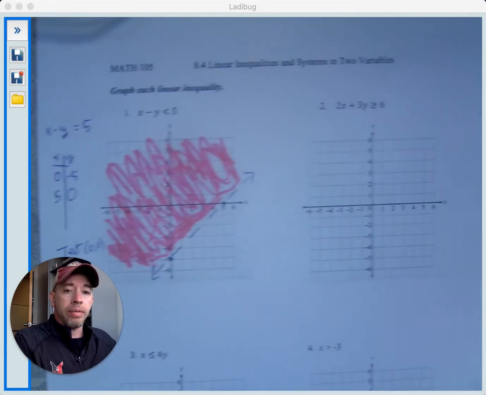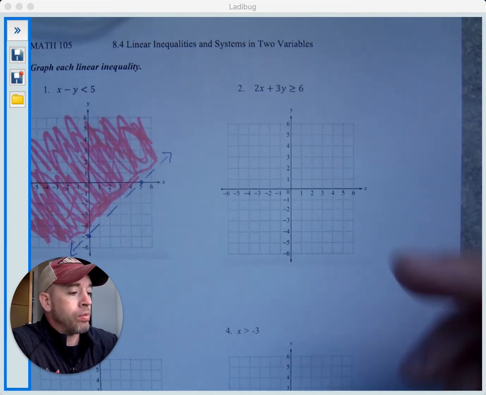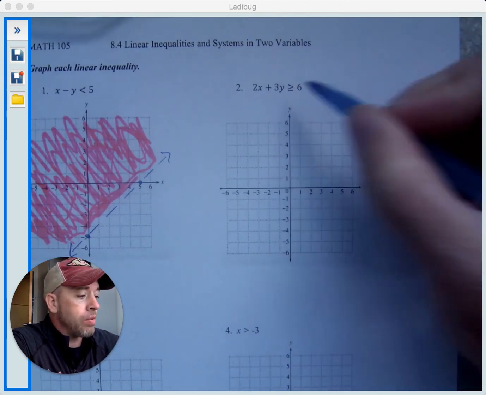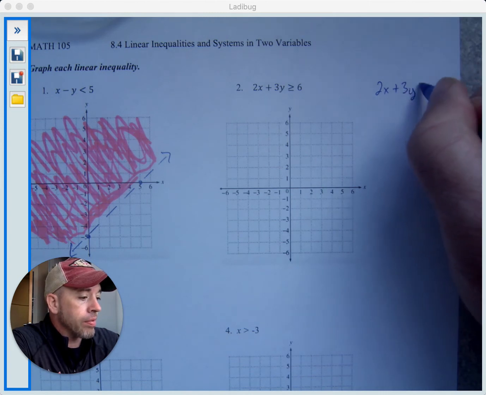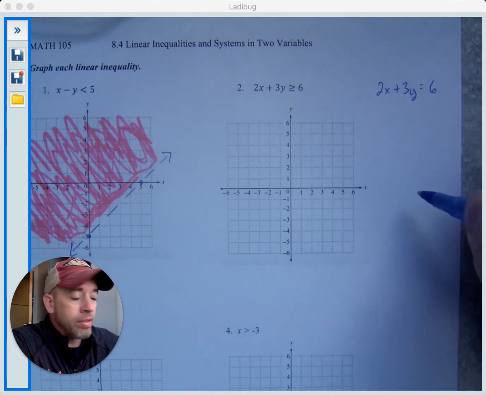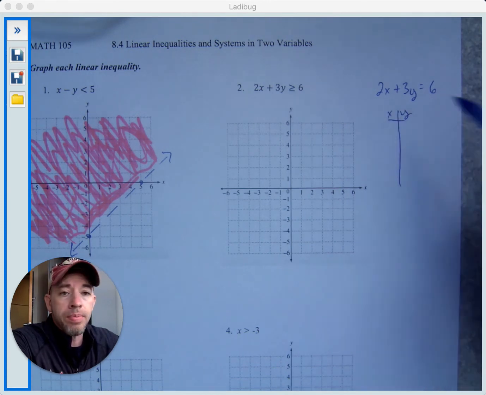Let's look at another one. I'm going to go through the same process. So we start by writing that as equal to get our boundary line. I'm going to graph the boundary line. I'm going to use a t-chart again, and if I can use the intercepts, I'm going to try that.